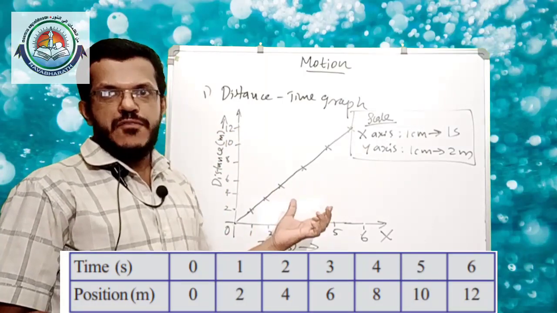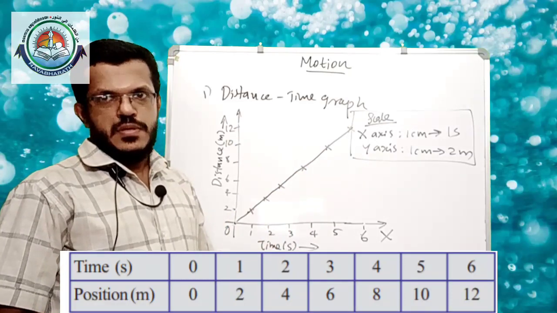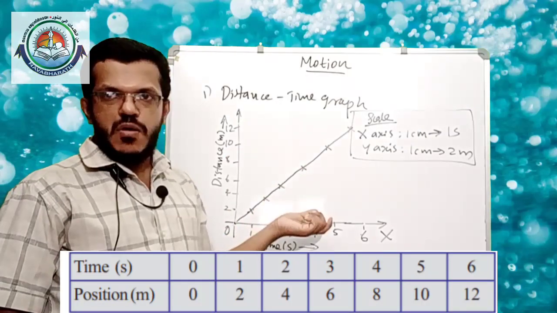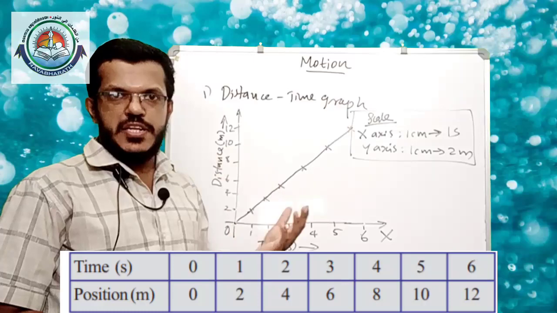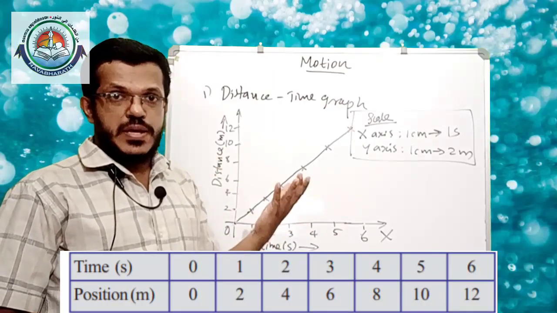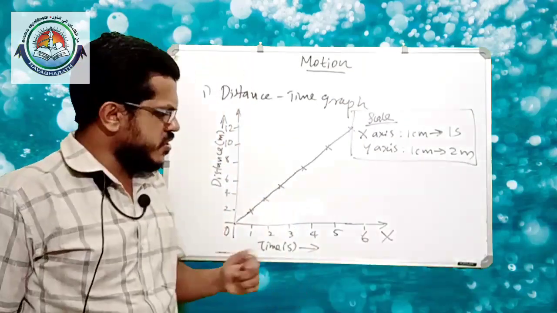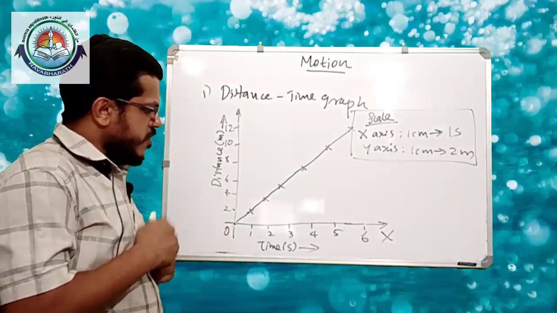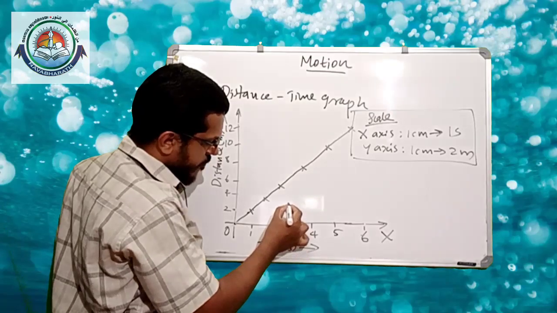If the position time graph regarding the motion of an object is given, then we can find out the distance traveled by this object at different times. For example, from this graph, how to find out the distance traveled by this object in 3 seconds? For that, we want to draw a perpendicular line from 3 seconds to the graph like this.